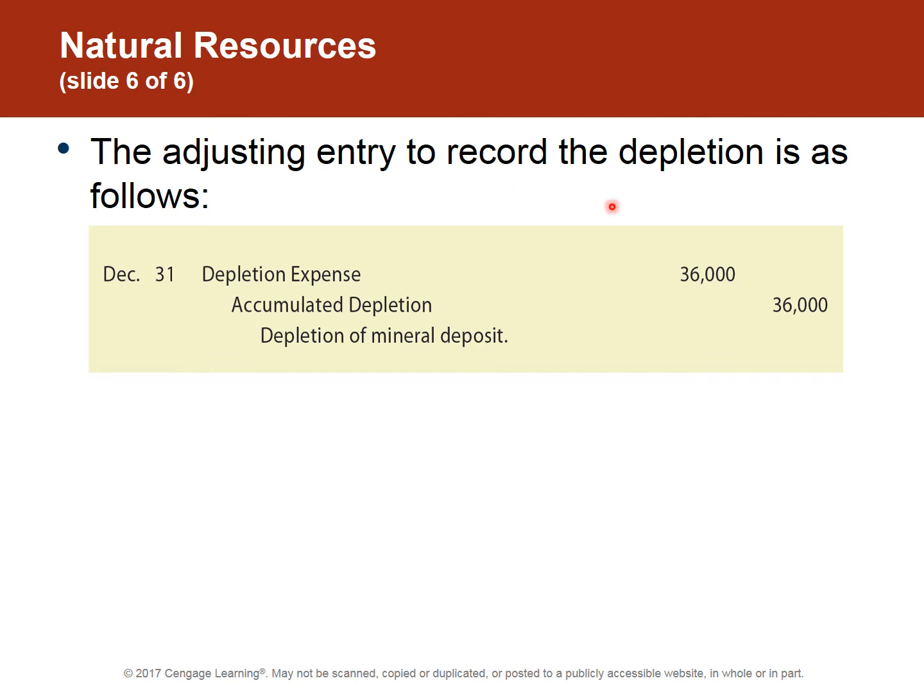And the adjusting entry to record this depletion is to debit depletion expense and credit another contra account called accumulated depletion. Again, these are estimates, because this natural resource may have more or less than 1,000,000 tons. Now, what do you do if it's more or less? That's something that you will discuss in an advanced accounting course, probably intermediate. Intermediate's the course that follows financial accounting for accounting majors.